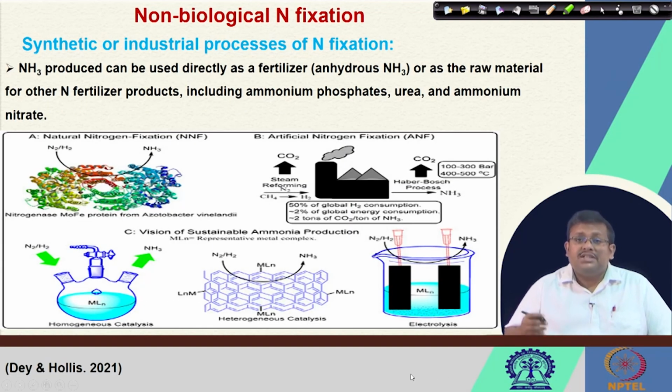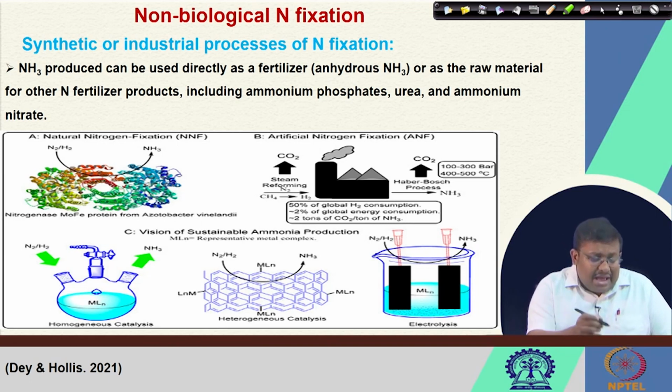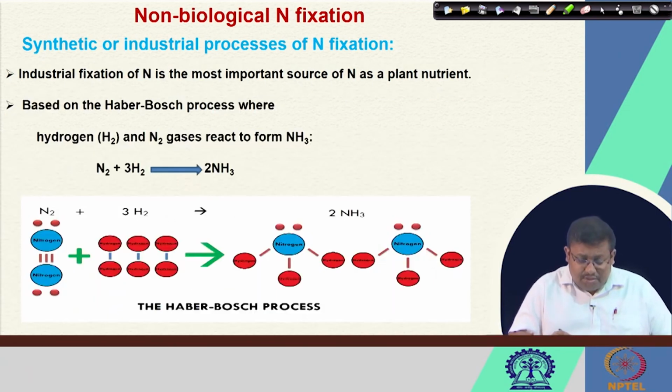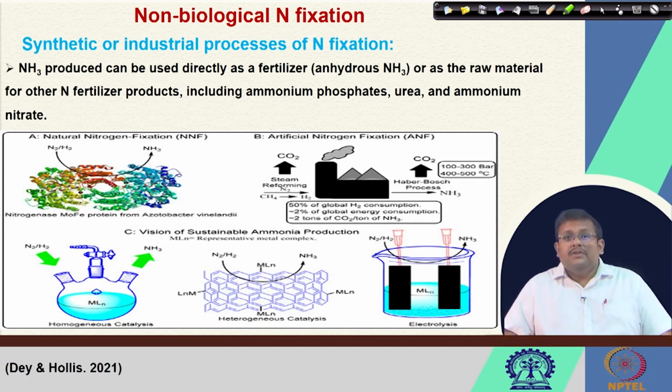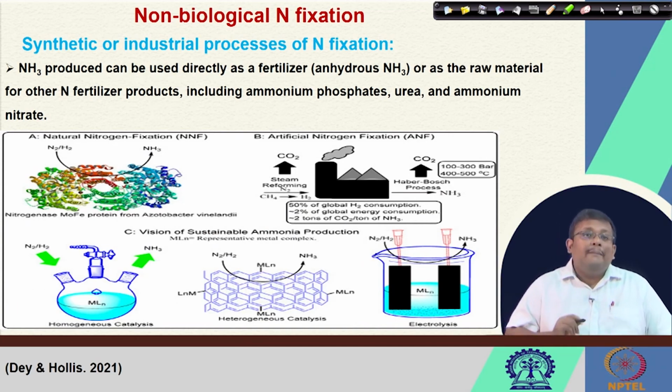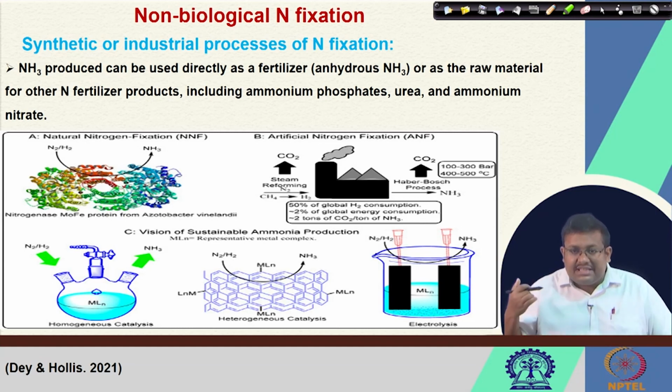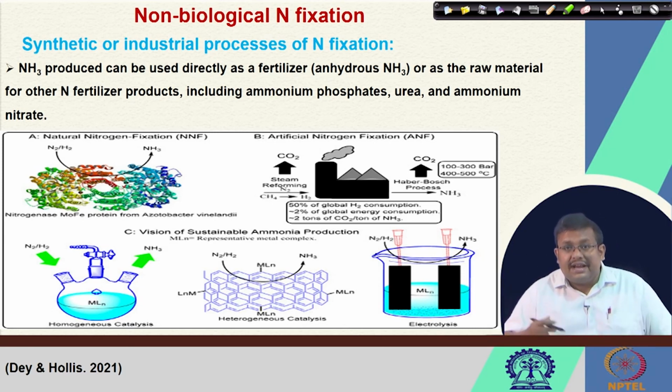So, this is a major process through which nitrogen is industrially fixed. We see the ultimate end product is ammonia. This ammonia which is produced can be used directly as a fertilizer, which is also known as anhydrous ammonia, or as a raw material for other nitrogen fertilizer products, for example, ammonium phosphate, urea, ammonium nitrate. So, these are all nitrogenous fertilizers. For the production of these nitrogenous fertilizers, we require ammonia as a raw material. So, we can either use ammonia gas as anhydrous ammonia as a fertilizer itself, or we can use it as a raw material for production of these nitrogenous fertilizers.